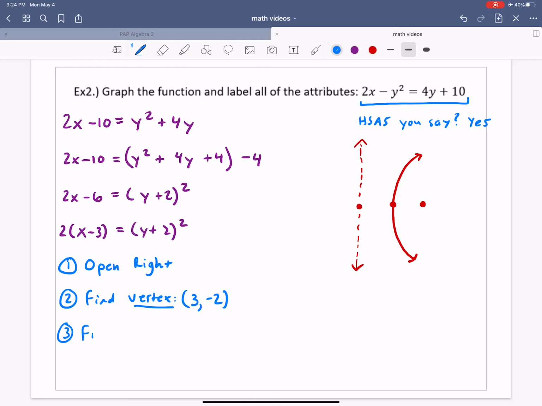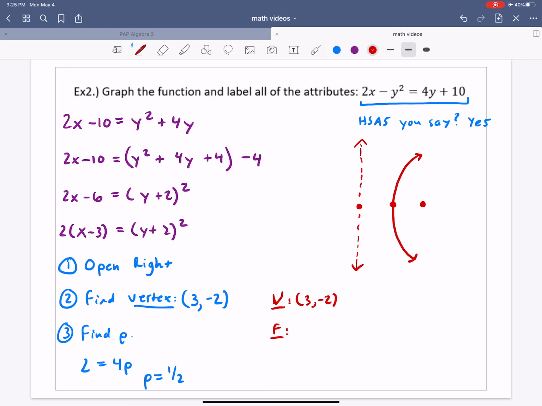So now step 3 is to find p. Now remember what I told you. Take that number, whatever it is, and set it equal to 4p. And then very clearly you can divide, and you get p equals 1/2. Okay, p equals 1/2. So let's go through and identify some of our attributes. We already got our vertex at 3, -2.